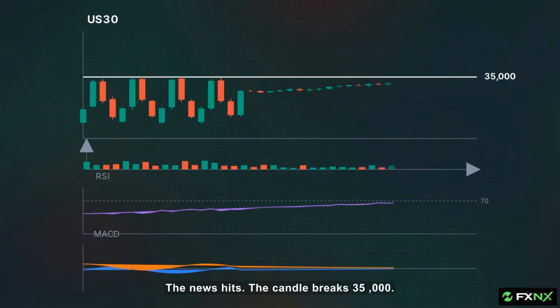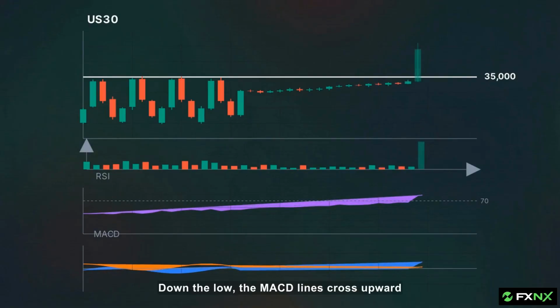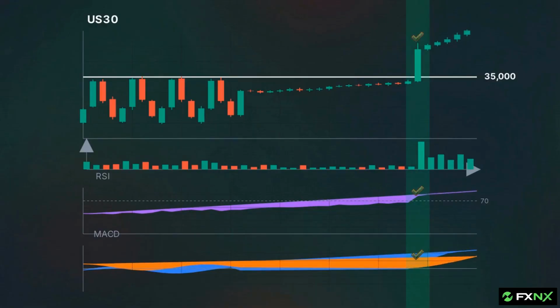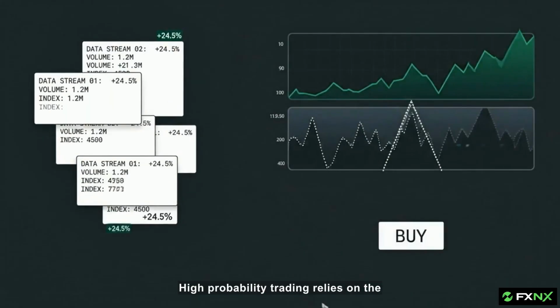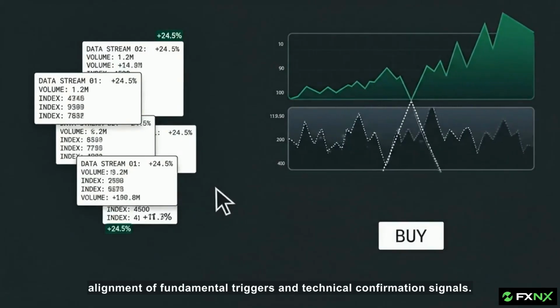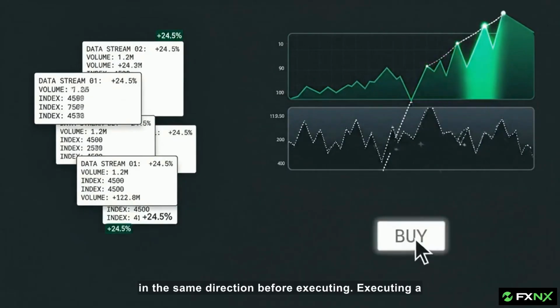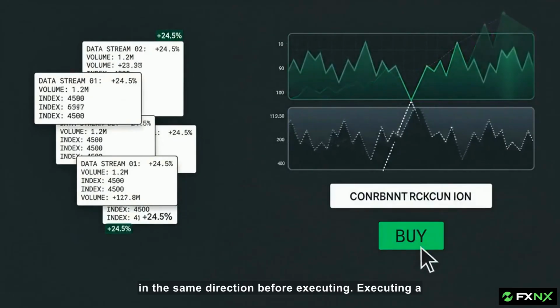The news hits. The candle breaks 35,000. Down below, the MACD lines cross upward at the exact same second, confirming the strength of the move. High-probability trading relies on the alignment of fundamental triggers and technical confirmation signals. You wait for both to point in the same direction before executing.